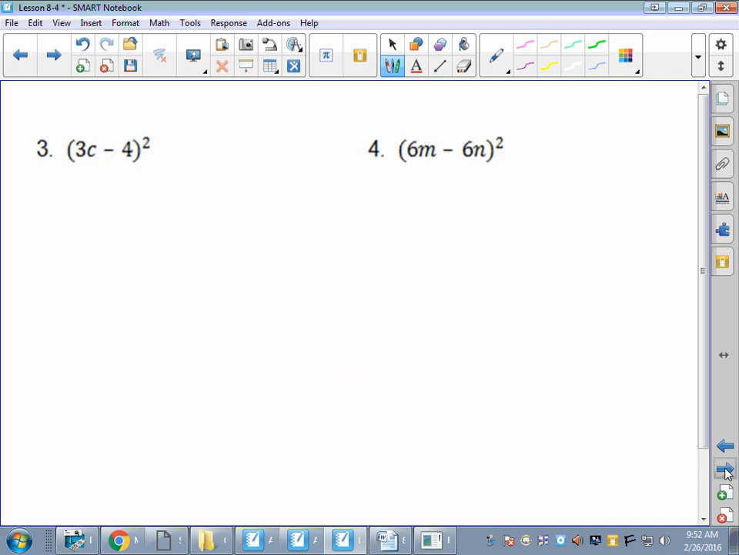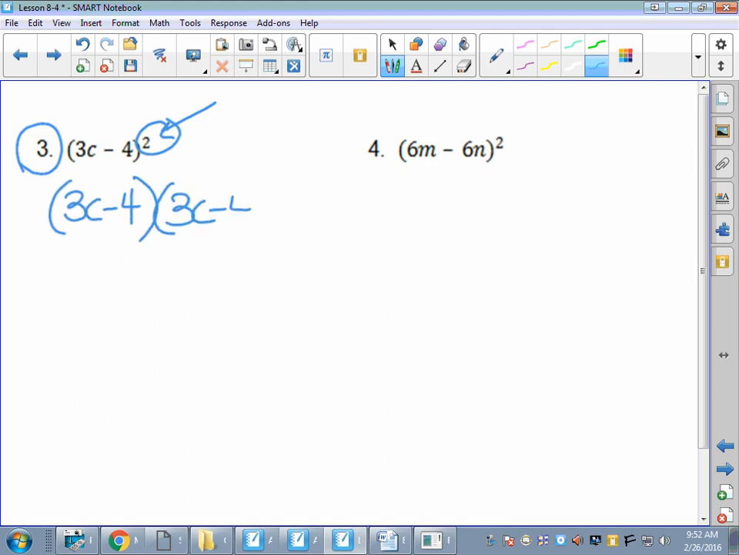So let's do problem number 3. 4 is a lot like number 2, only with the minus. So just use your m's and n's just like we did those x's and y's. I've got this second power, so I've got a 3c minus 4, 3c minus 4. Write it out 2 times.